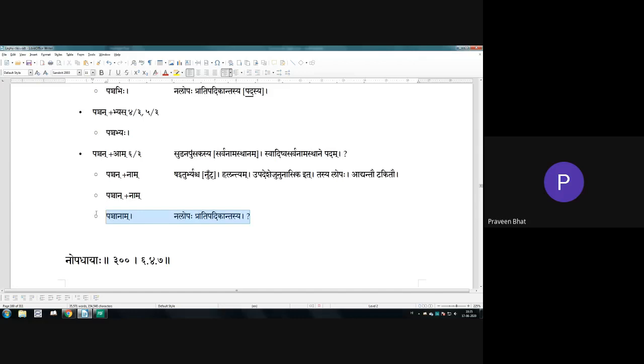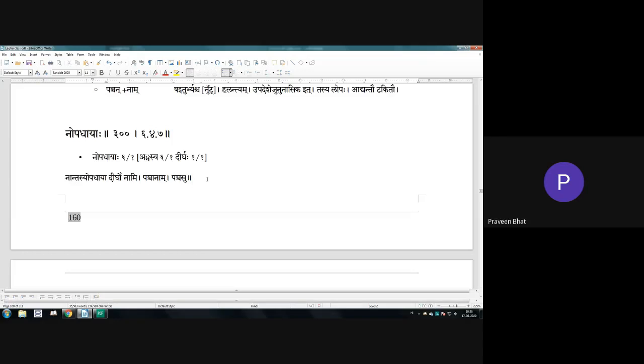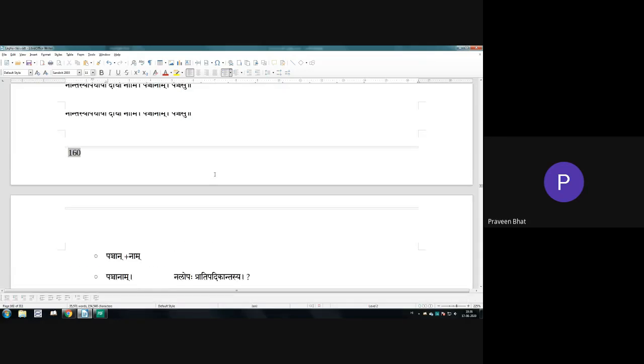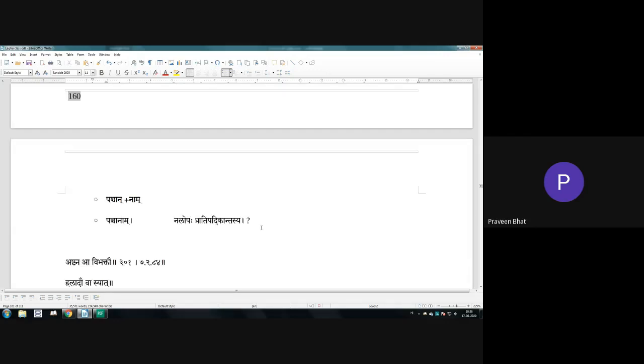I have to do it after I get this no upadha sutra, then only I can do it. Both upadha dirghatvam as well as nalopa pratipadikantasya. So it is after this sutra here. So nantasya upadha dirgha nami pare. Panchanam we got. Then panchasu. Panchasu is just nalopa pratipadikantasya. Panchan shabda plus su. Su is sup here.